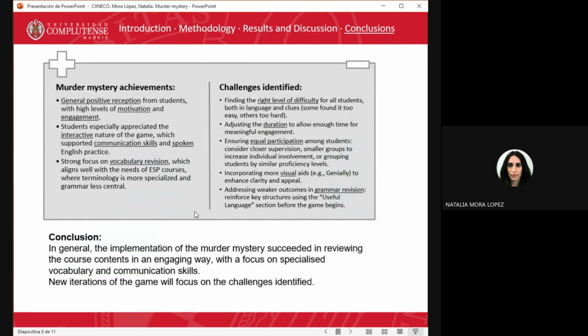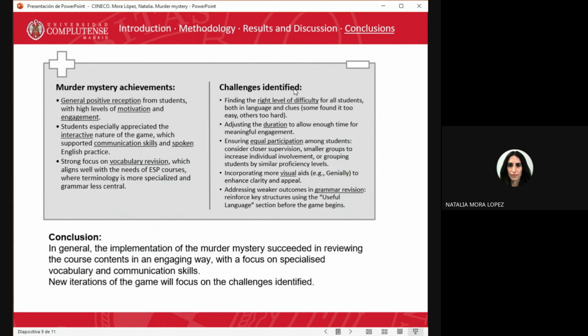So to conclude, we can say that in general, as achievements, we had a very positive reception. It was a motivating activity, and we had very good engagement. Students appreciated that it was a very interactive activity in which they had to use communication skills and speak English, and it was very useful for the vocabulary revision, which is very important in ESP. We have a very, very big load of vocabulary, so it was great.